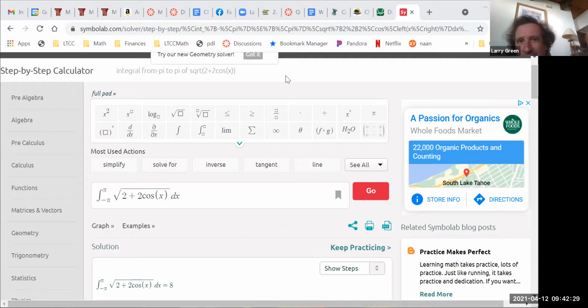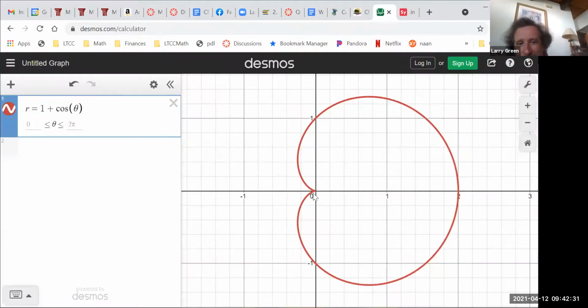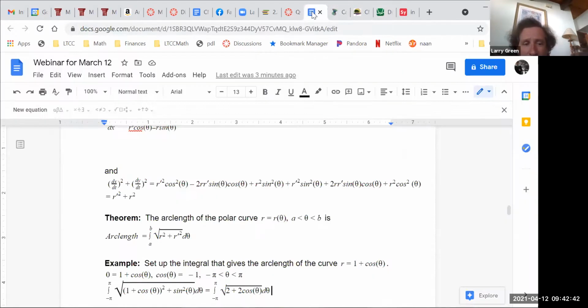You would never guess, when you look at this, that it's some nice, beautiful number like 8 to walk around it, because it looks like some kind of trigonometric thing. But it turns out that it all goes away and it's just 8. Any questions at all on arc length?